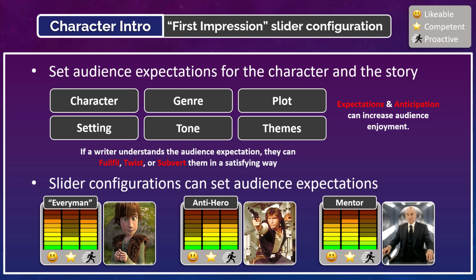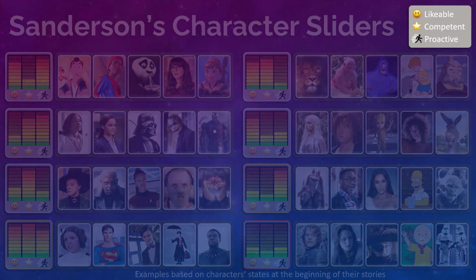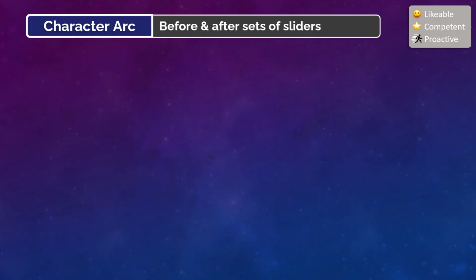Now, writers don't have to write the story that the audience expects. Oftentimes, they'll try to do the opposite. But the ability to set those audience expectations through an effective character introduction allows the writer to control the expectations and use them to their advantage. For more examples of slider configurations and some of the characters that result, refer back to the Part 1 video. That's it for character introductions. Let's move on to character arcs.